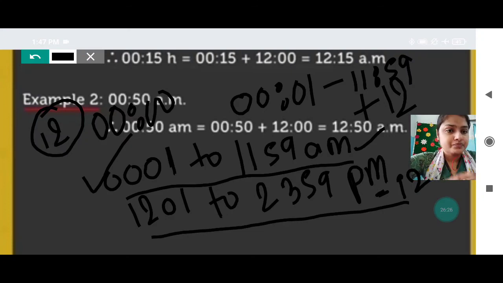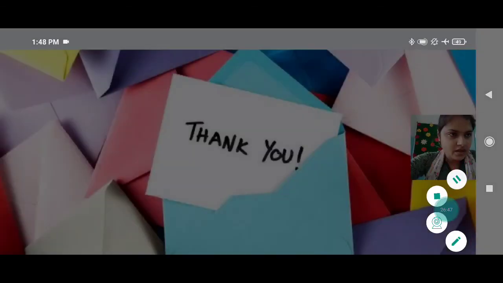Whereas if 12:01 is written, after 11:59, if 12 is there then that is noon. But after 12, when it is 12:01, from that time to 23:59 it is considered PM. So you will subtract 12 from that. Just keep this in your mind.